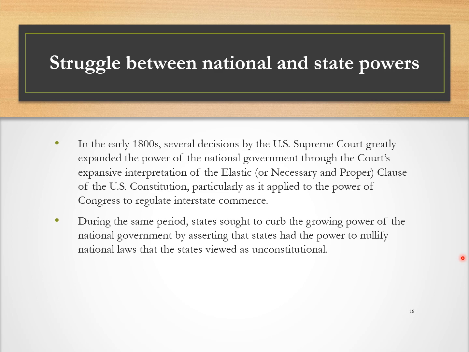In the early 1800s, several decisions by the U.S. Supreme Court greatly expanded the powers of the national government through the court's expansive interpretation of the Necessary and Proper Clause, particularly as it applied to the power of Congress to regulate interstate commerce. During the same period, states sought to curb the growing power of the national government by asserting states had a power to nullify national laws that states viewed as unconstitutional.